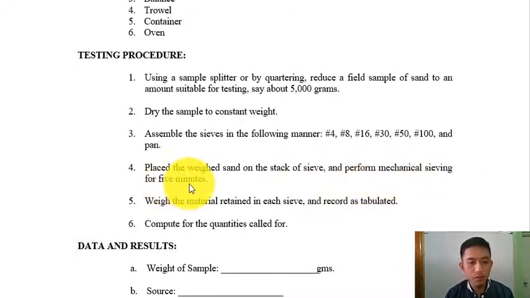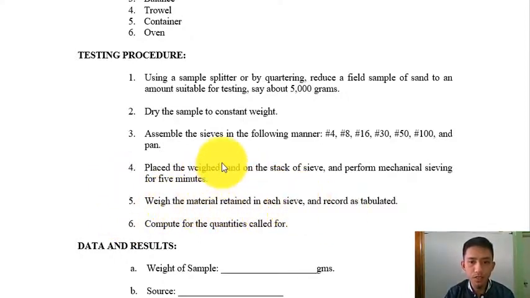Again, it's up to you if you will weigh first the total aggregates, or later on you will just get the total of the individual sieve and then that will be your total. So again, that is what I did. I did not weigh the total fine aggregates. If I will need that for my total weight of sample, I will just sum the individual retained. Okay, so weigh the material retained in each sieve.